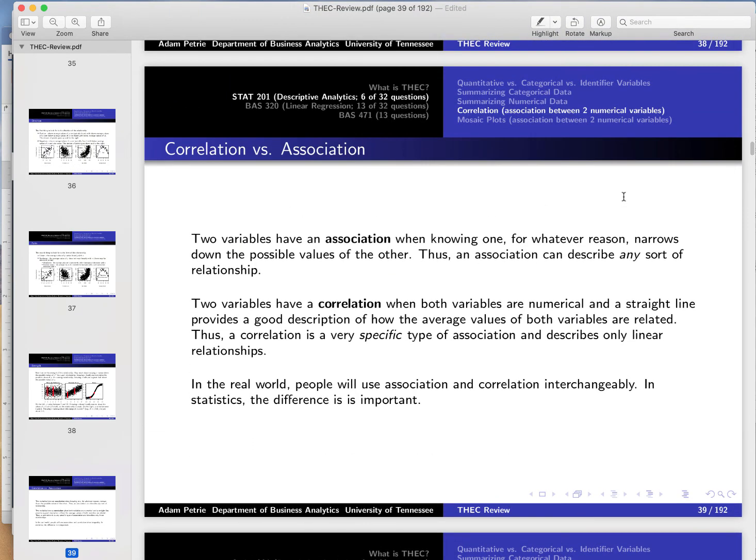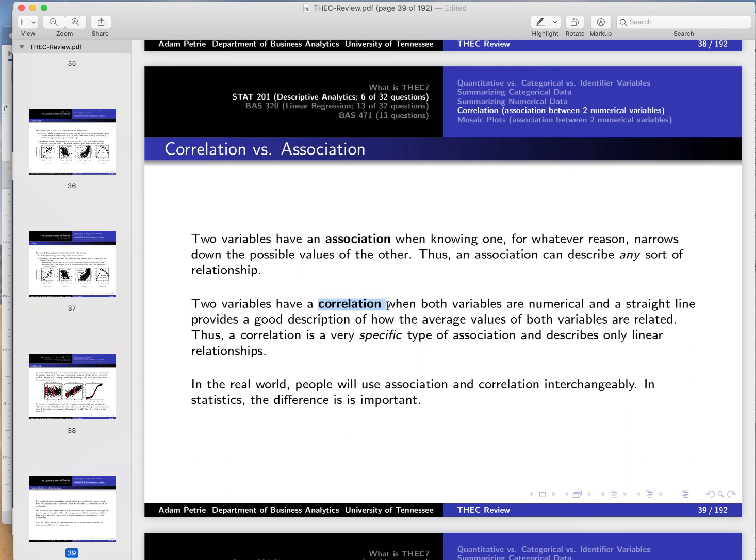Now, one important point, especially in Stat 201 and BAS 320, was making sure that we were crystal clear on some of the terminology that we use quite a bit in analytics. Now, in everyday lingo, we talk about correlations as an appropriate term for just describing any generic relationship under the sun. In analytics, that's not really quite the case.